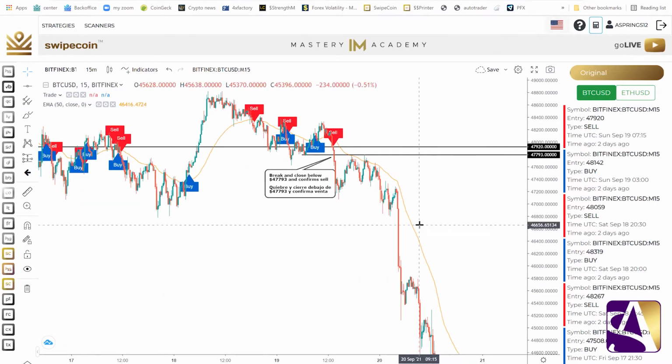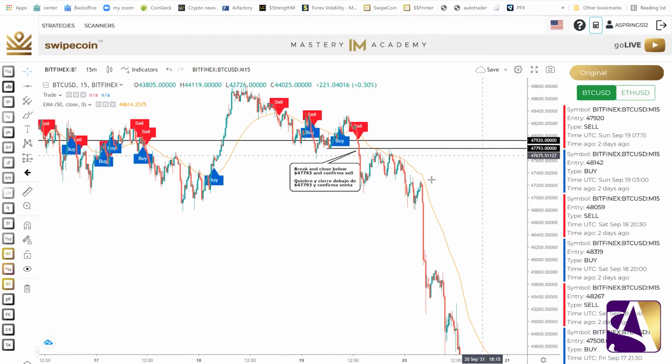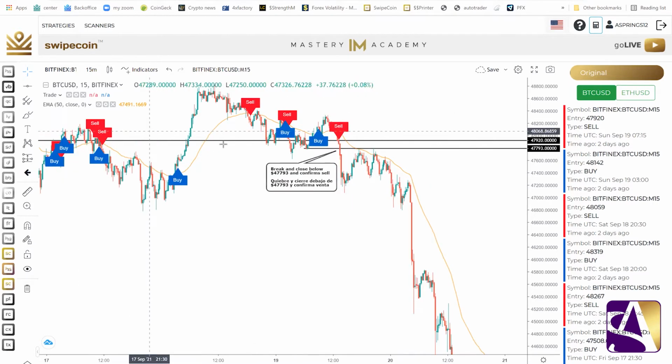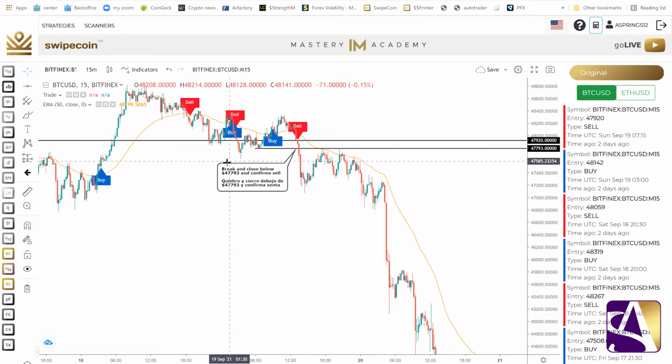Since we're looking for a sell, we want to identify our support level as well, and we also want to identify a resistance level for a potential stop loss. So when this was originally called, again, we got 47,920. So let's do our second step.